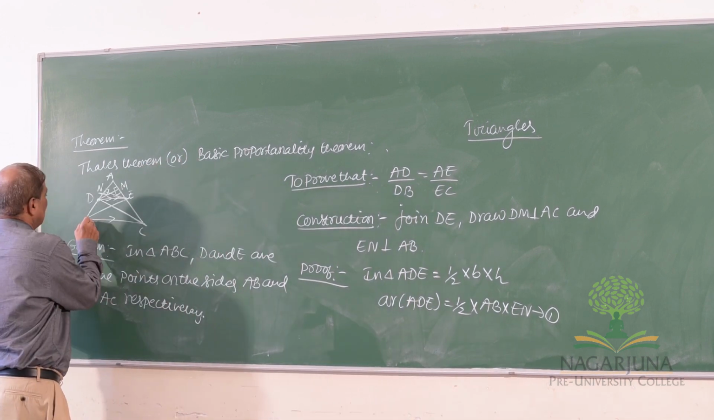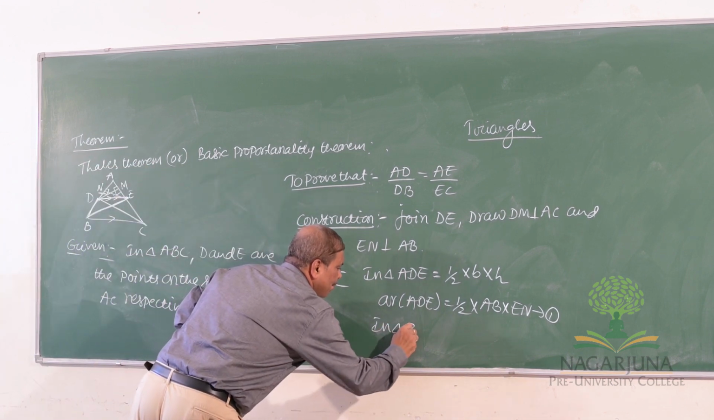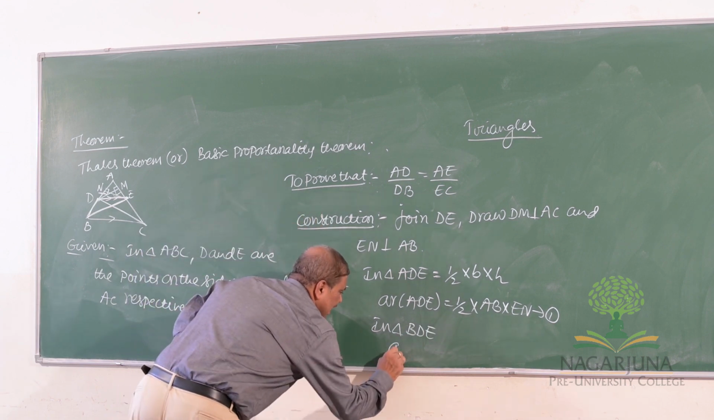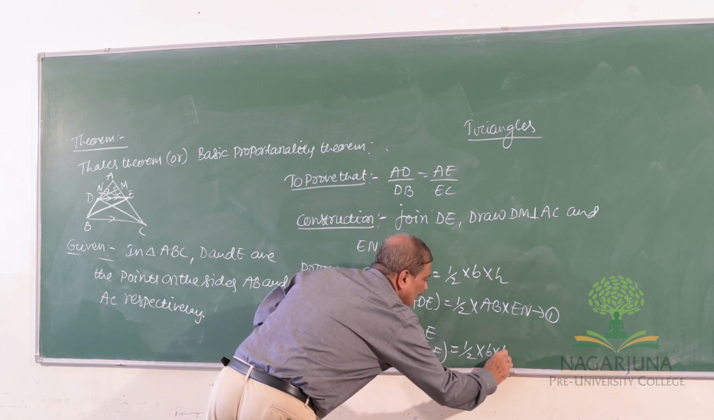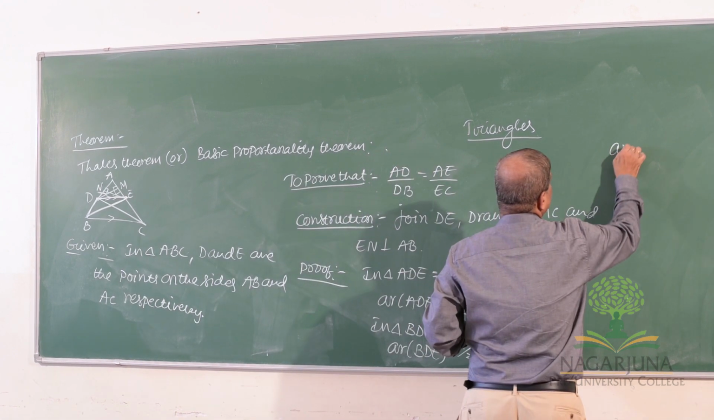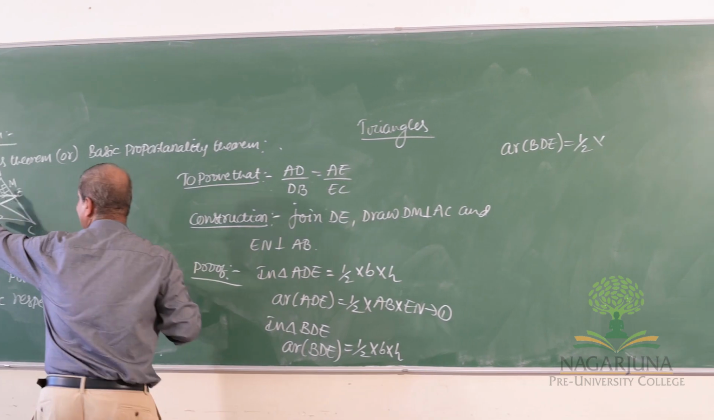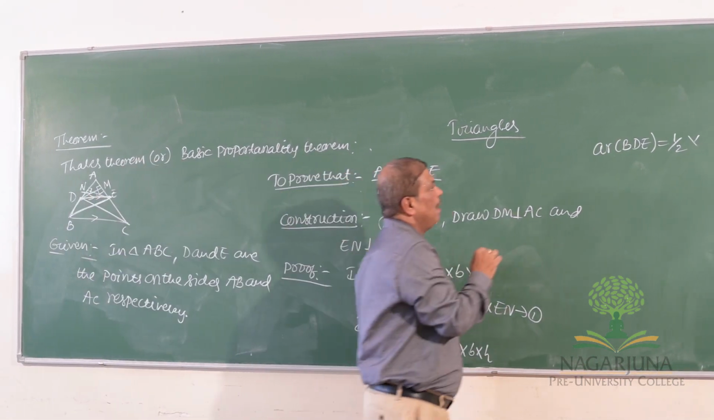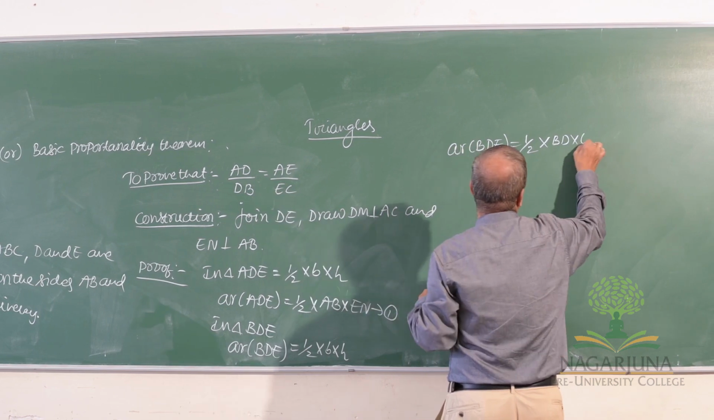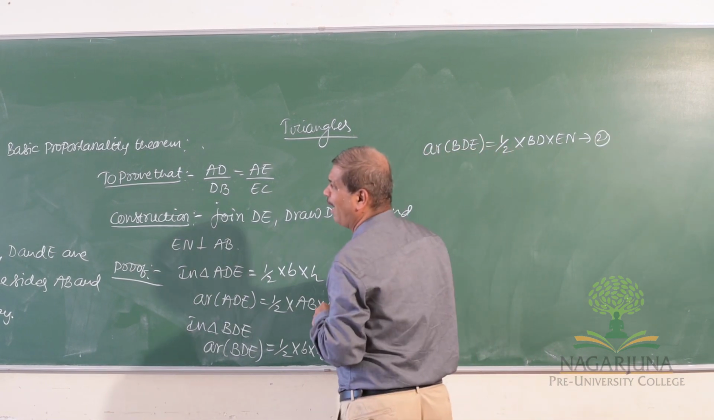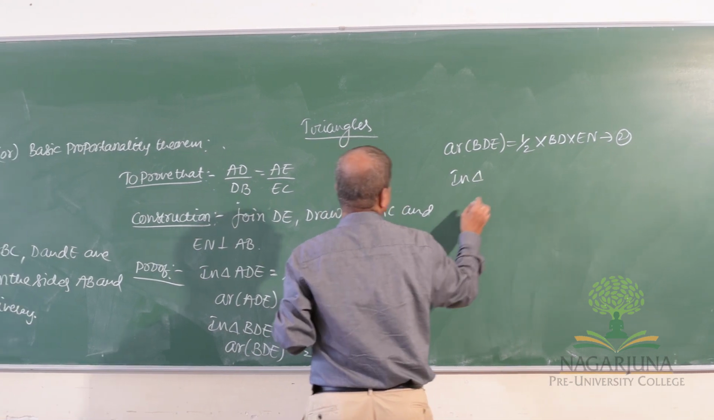Then you take another triangle, BDE. What is the area of triangle BDE? This is also the same: half into base into height. So area of BDE equals half, the base we are taking here is DB, and the same height, EN. Call this equation 2. Then after that, next, take the same in triangle ADE.